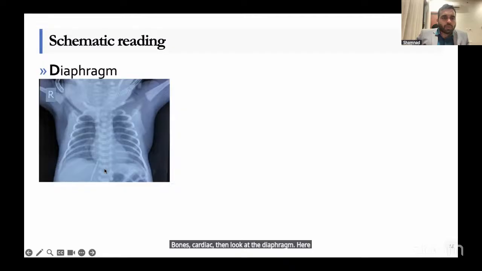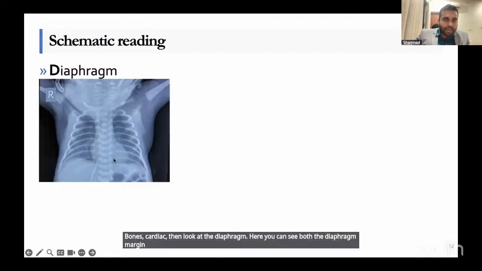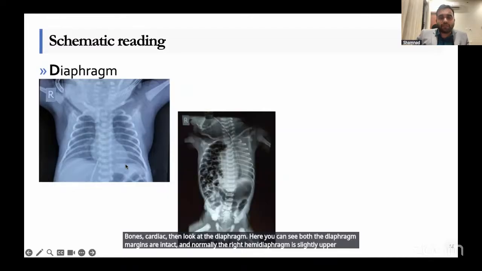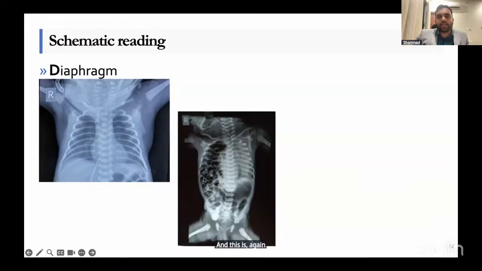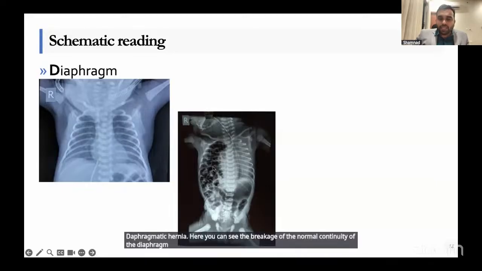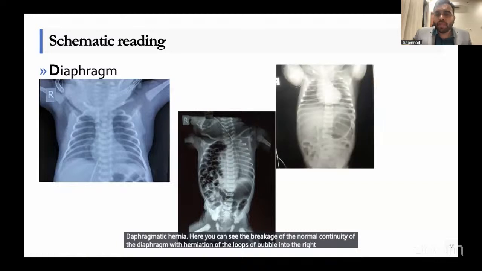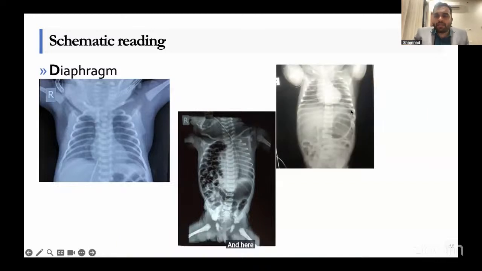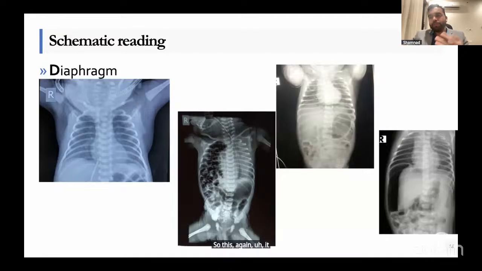Here you can see both the diaphragm margins are intact, and normally the right hemi-diaphragm is slightly upper than the left. And this is again a clear-cut case of a right-sided diaphragmatic hernia. Here you can see the breakage of the normal continuity of the diaphragm with herniation of the loops of bowel into the right hemithorax. And here again you can see a free air under the diaphragm. So this again, it is a case of perforation.